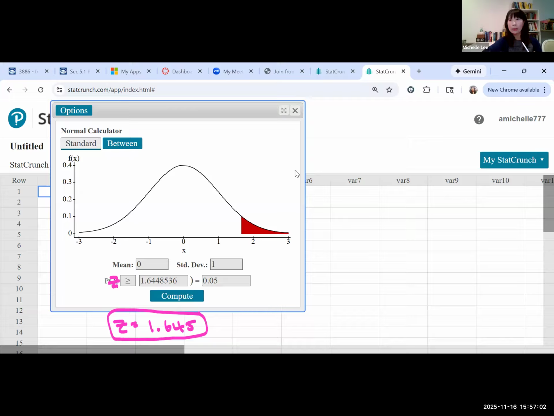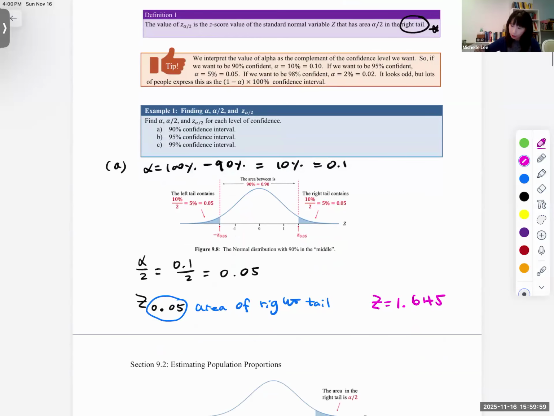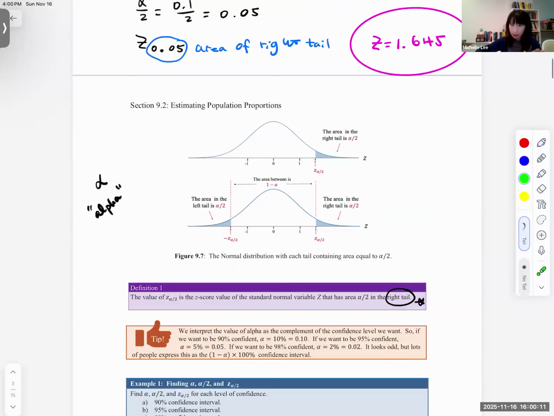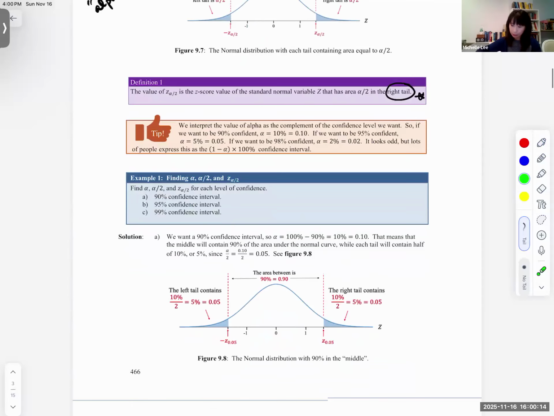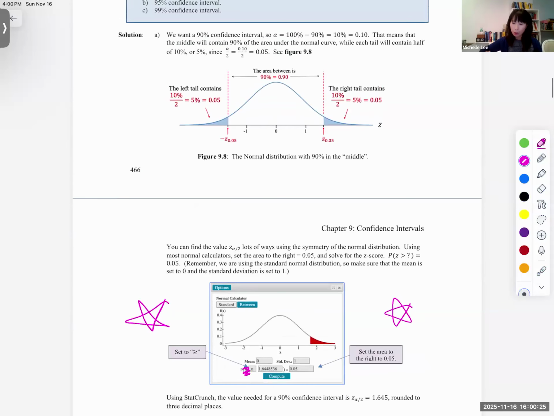All right, so I wrote down the special z critical value, z equal to 1.645, here. And there is also a nice lecture note from the textbook. We have that. So please take a look.